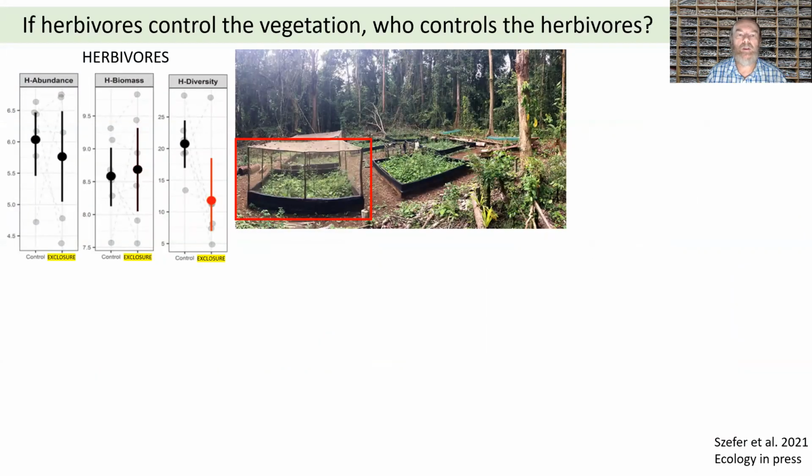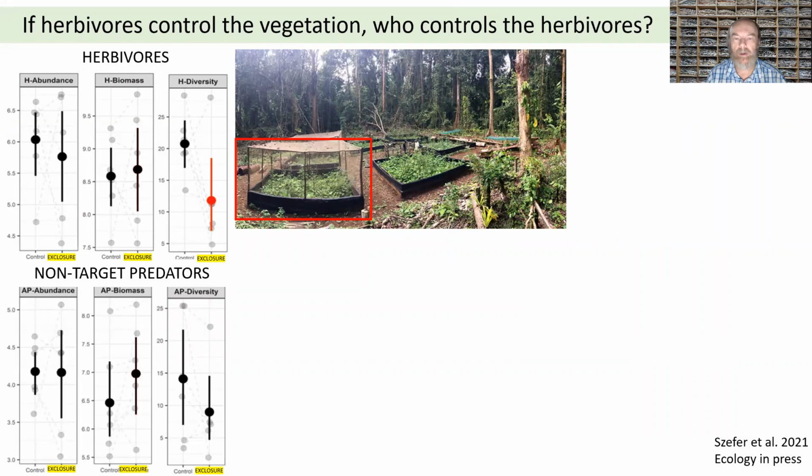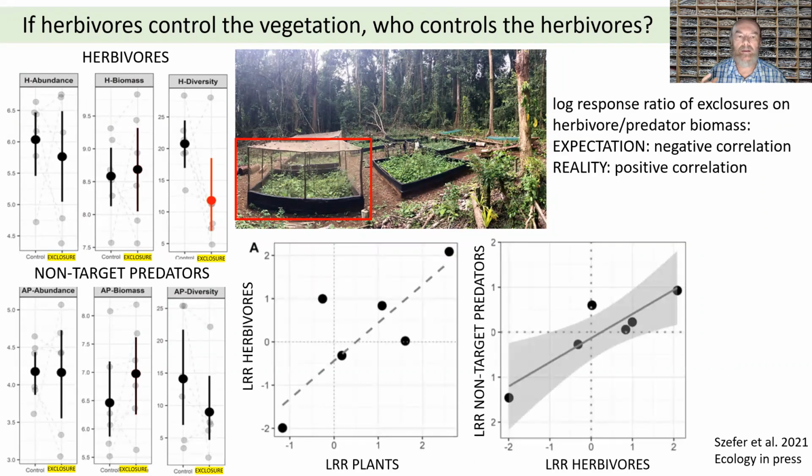So if insects control vegetation, what controls insect herbivores? The exclusion of vertebrate predators and ants again led to increased diversity of, in this case, herbivores. So there is again diversifying effect of predators on herbivores, but to our surprise, there was no effect on herbivore biomass or abundance. And also there was no effect whatsoever on non-target predators, which were mostly insects other than ants and spiders. And so we have to conclude that there is not very strong top-down control on herbivores.